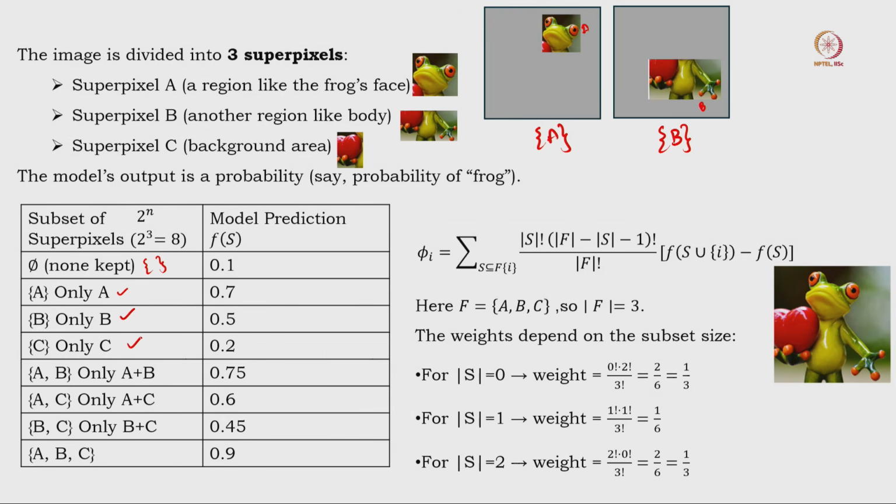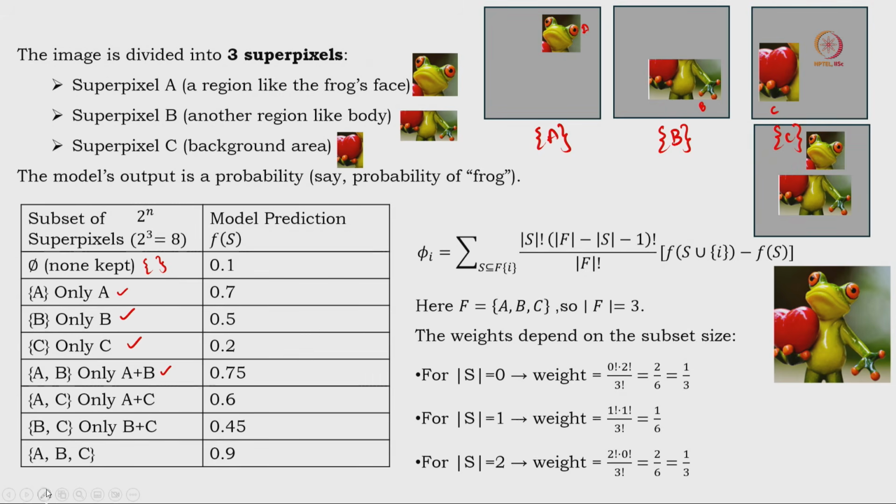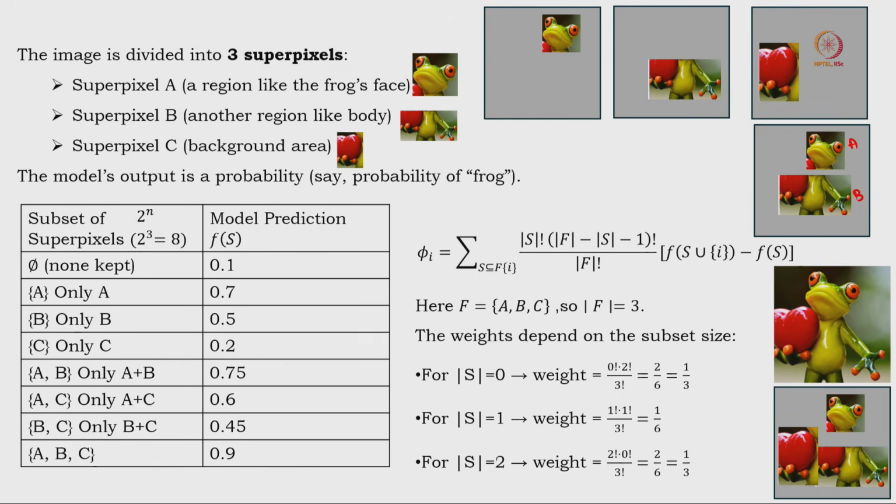Then it is C. How does C look? If this is C, the rest of the region is masked, and only C is kept, and this is how the image looks. And what exactly is AB? AB is where we are keeping both A and B. This is A, this is B, and the rest of the image is masked. Similarly, you can imagine how AC looks, how BC looks. Finally, ABC looks this way. All the regions have been kept, all the superpixels have been considered.